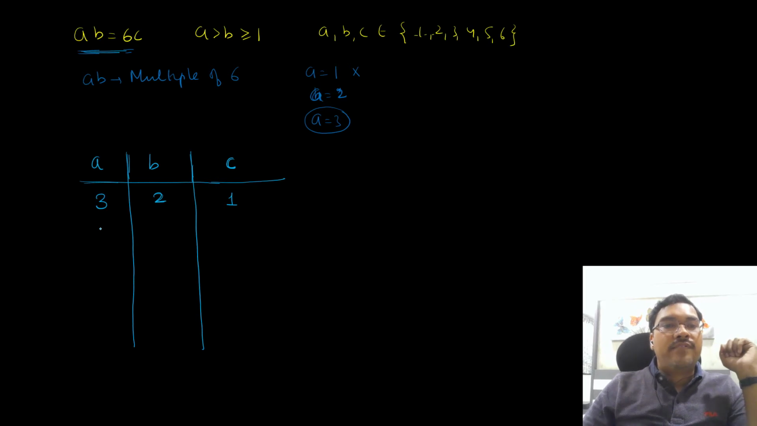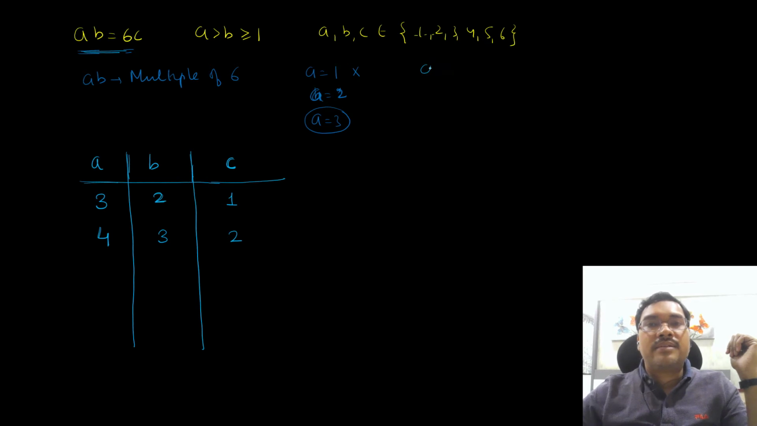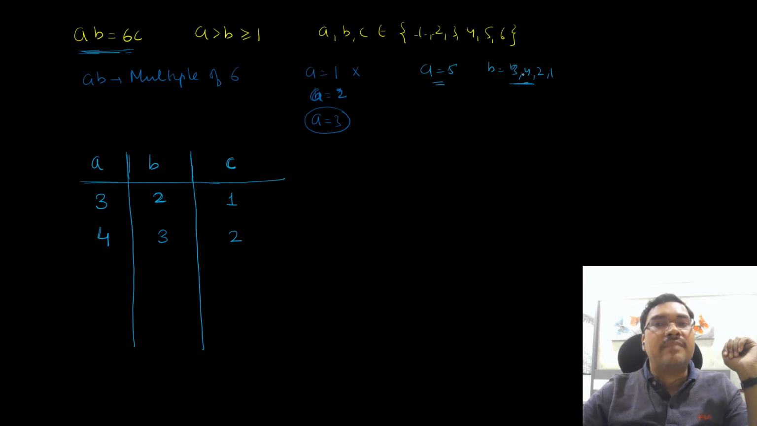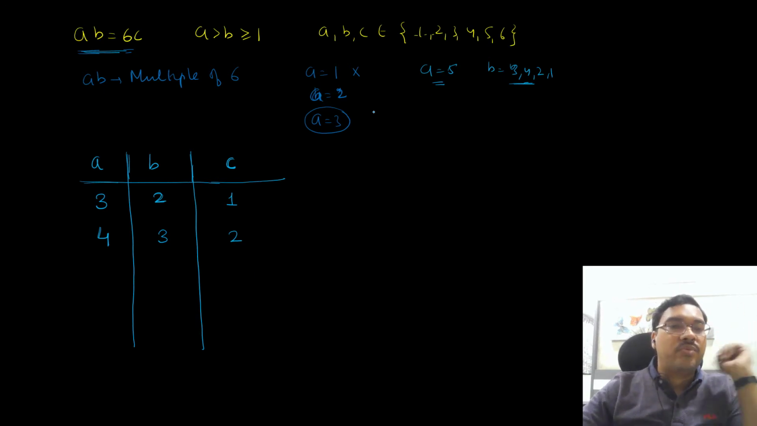Similarly, if I have a equal to 4, then obviously b has to be equal to 3. It cannot be 2, it cannot be 1, because we want a multiple of 3, a multiple of 6. Then c will be definitely equal to 2. Similarly, if I put 5, now let's take this case, a equal to 5. If a is equal to 5, then b has to be equal to either 3, 4, 2 or 1, which is not possible, because in any case the product ab will not be a multiple of 6. So we cannot have a equal to 5.